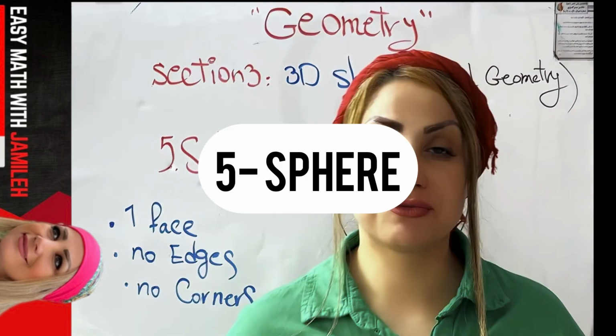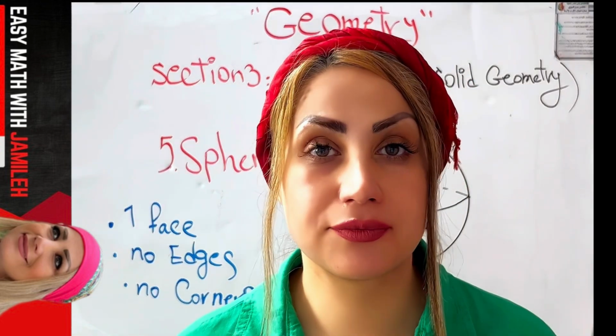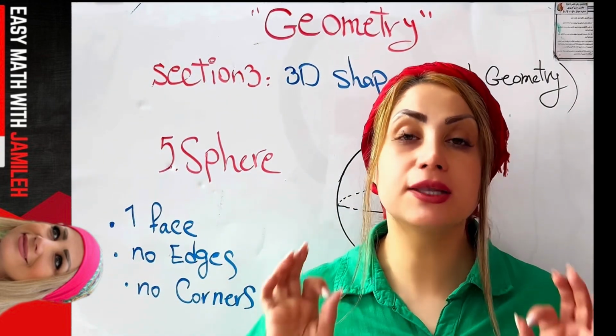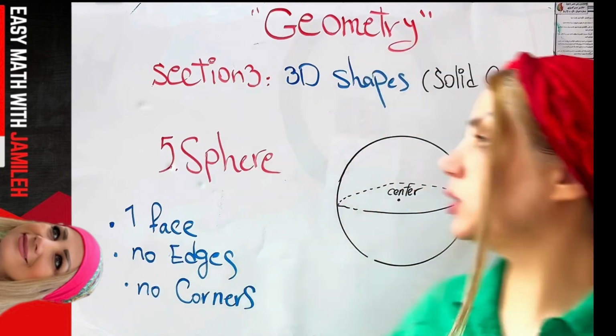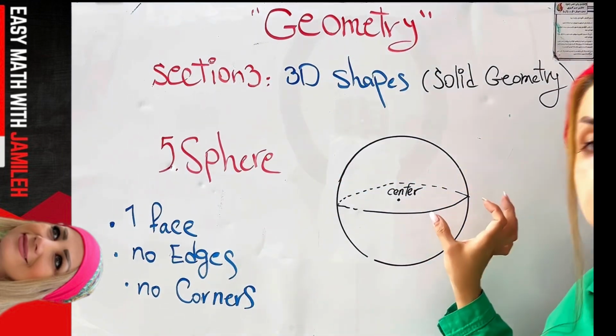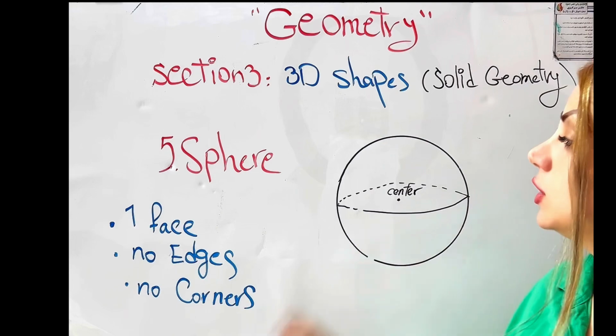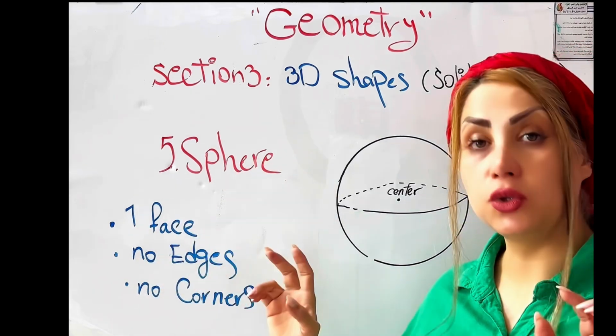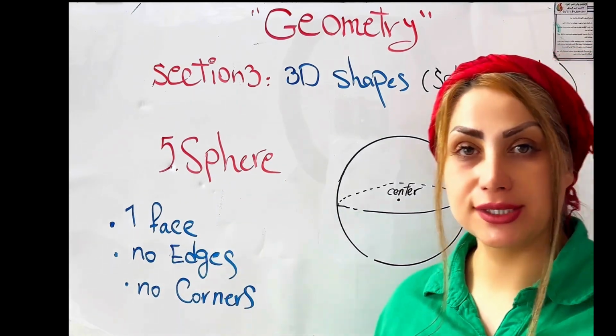Number 5, a sphere. A sphere is perfectly round like a ball, and every point on the surface is the same distance from the center. And also it has one face, no edges, and no corners.